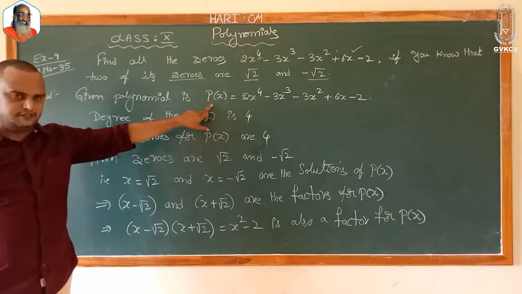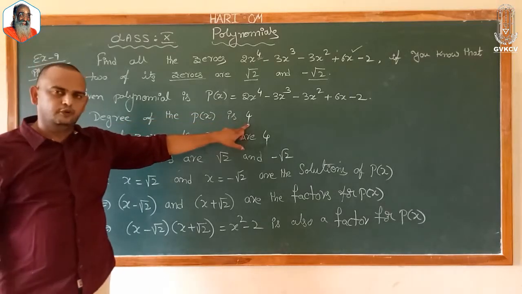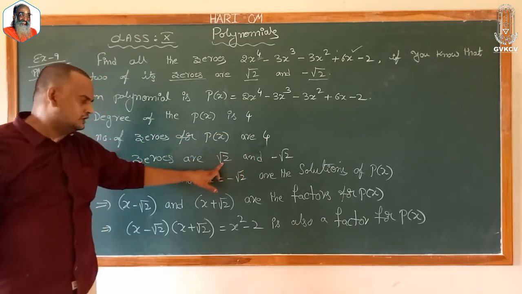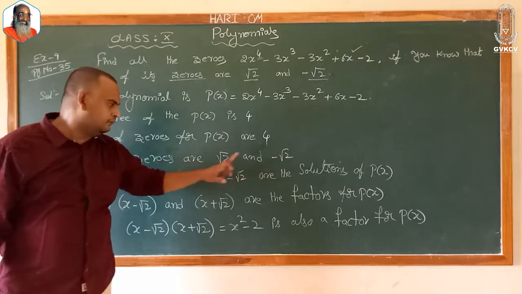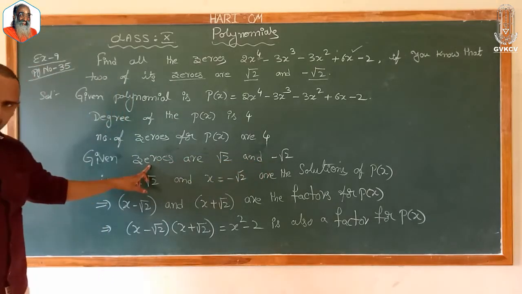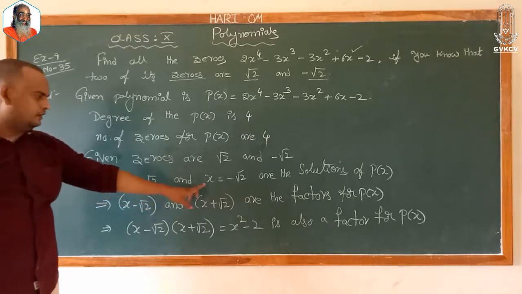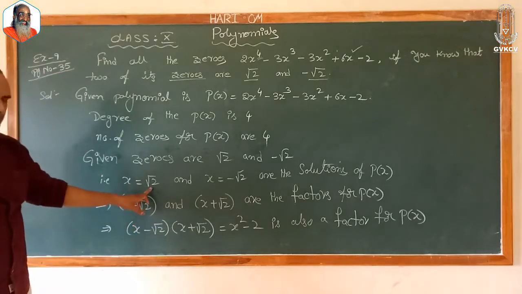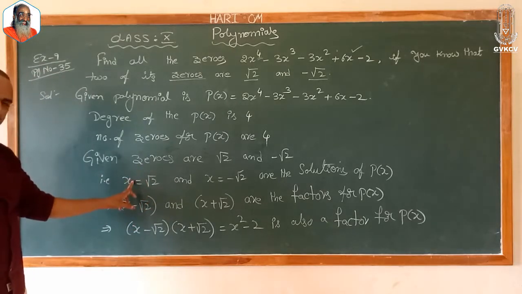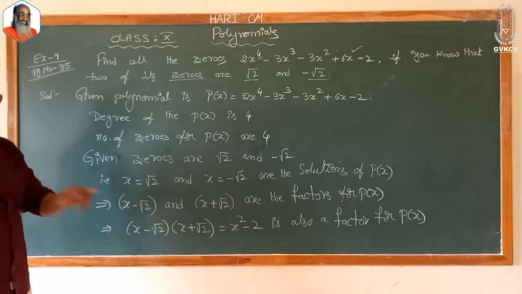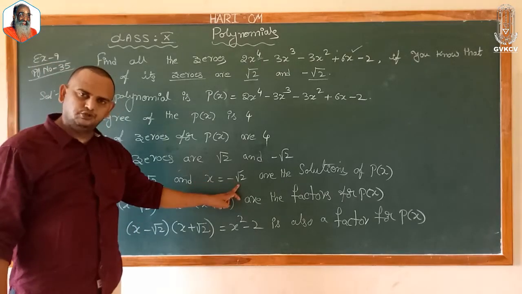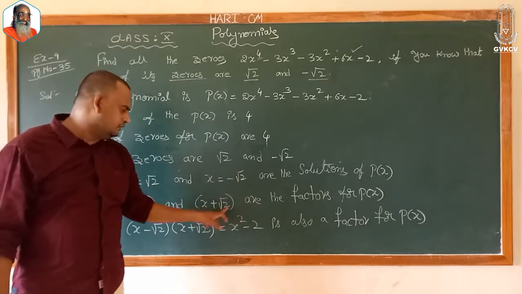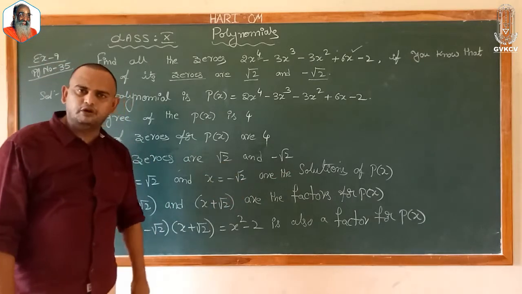So what is the given polynomial? This is the polynomial given for us. What is the degree of the polynomial? 4. When the degree is 4, how many zeros we have? 4 zeros. What zeros are given? Root 2 and minus root 2 are given. When root 2 and minus root 2 are zeros, x is equal to root 2 and x is equal to minus root 2 are the solutions. When x is equal to root 2 is a solution, plus root 2 comes this side, minus root 2. So x minus root 2. X is equal to minus root 2 is a solution. Minus root 2 comes this side, plus root 2. So x plus root 2. These are the factors for p of x.